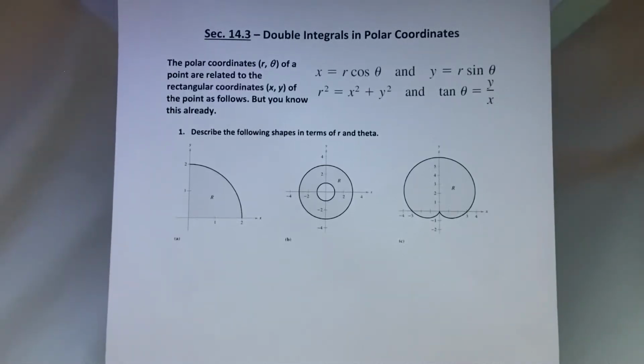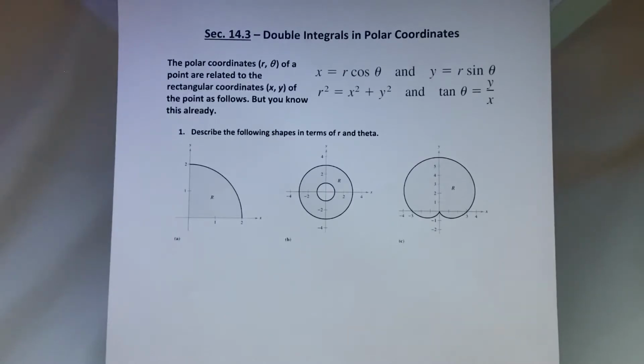Okay guys, 14.3 is just a quick comparable version of double integrals using polar coordinates. So instead of x and y, we can use r and theta. As a reminder, x equals r cosine theta, y equals r sine theta, x squared plus y squared equals r squared, and tangent of theta equals y over x. That's just a reminder.